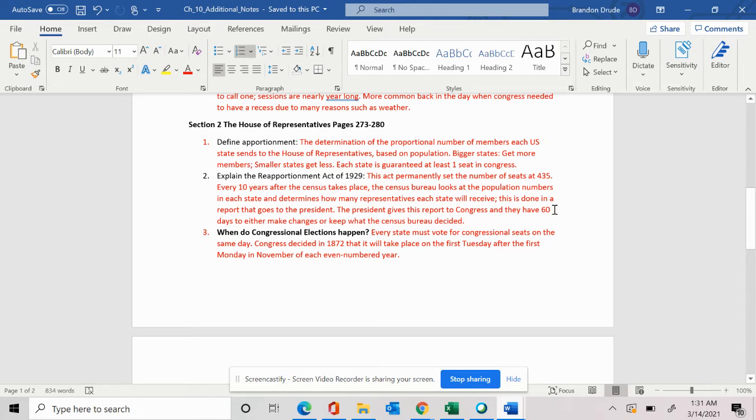If they don't make any changes within 60 days, it automatically goes through, whatever the Census Bureau says. They have 60 days to make any changes or to adjust this act, but it never does because the Census Bureau is pretty good at their job.